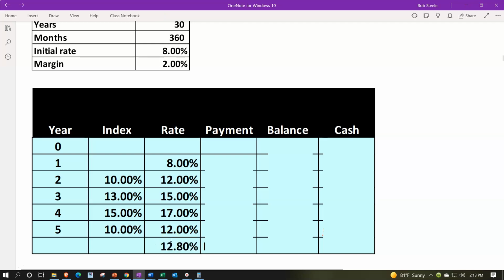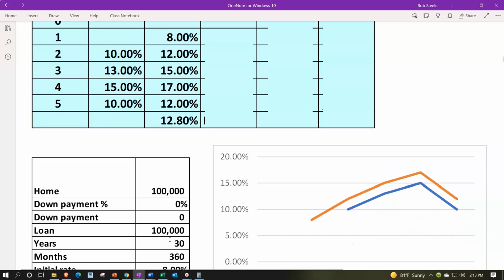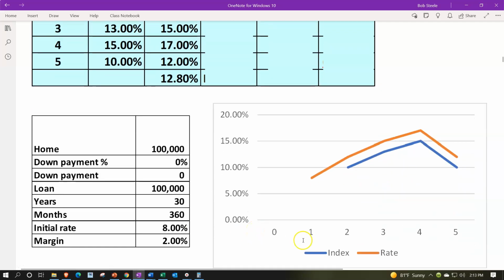So if we were going to map out the index, which again, we don't really know, it's going to gauge the market and our rate, it would look something like this on a graph, right? We'd have the index doing whatever the index does, and we're going to be basically kind of parallel to it at a 2% margin up above it.